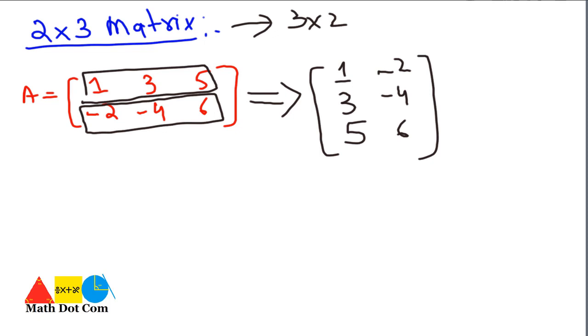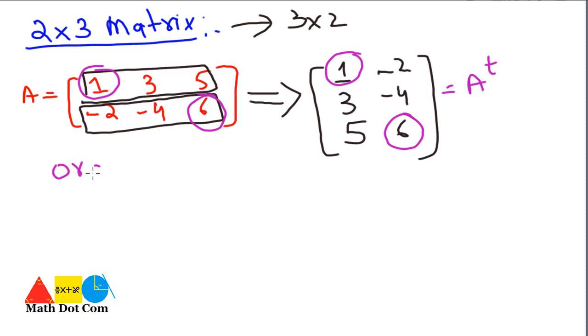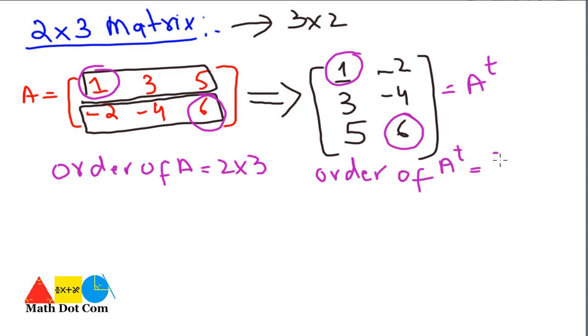Now again you can see here that this element and this element have not changed their positions in the transpose as well. Okay, so this is a trick you can keep in your mind that the first and the last element will never change their positions, and the order of A here is 2 into 3, 2 rows and 3 columns, and the order of A transpose is 3 into 2. It means their order also interchanges. It means rows become columns and columns become rows.